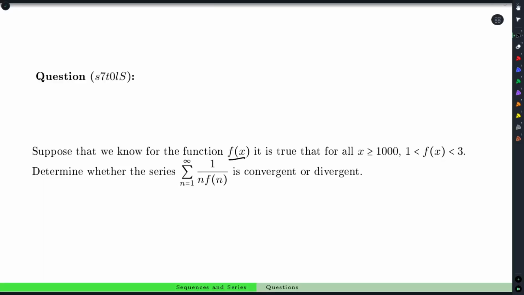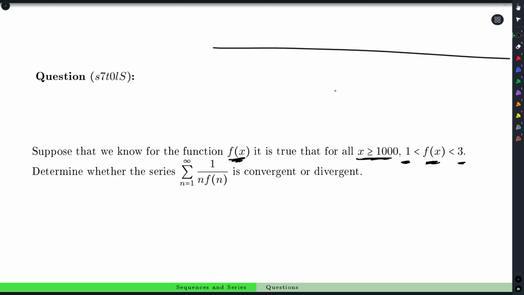Suppose we know for the function f of x, it is true that for all x greater than or equal to 1,000, f of x is somewhere between 1 and 3. So we're not saying it settles down and is well behaved, always getting closer to, like, 2, that's in the middle.